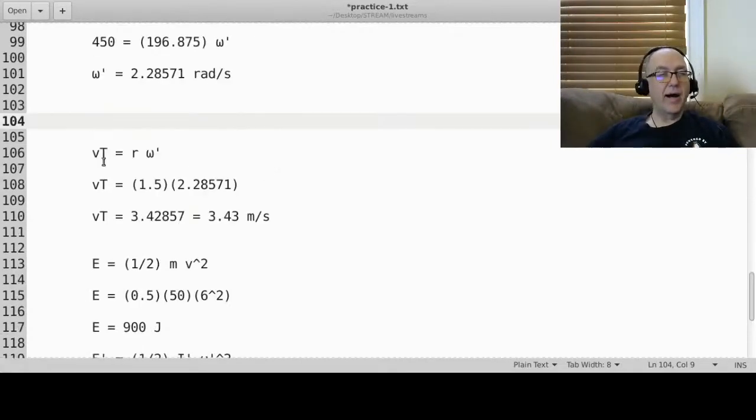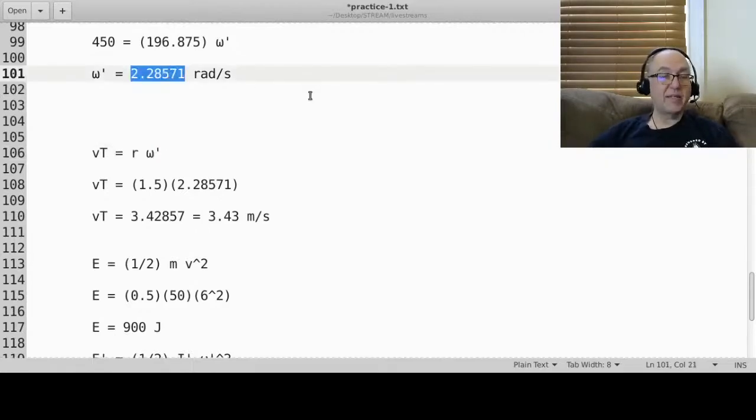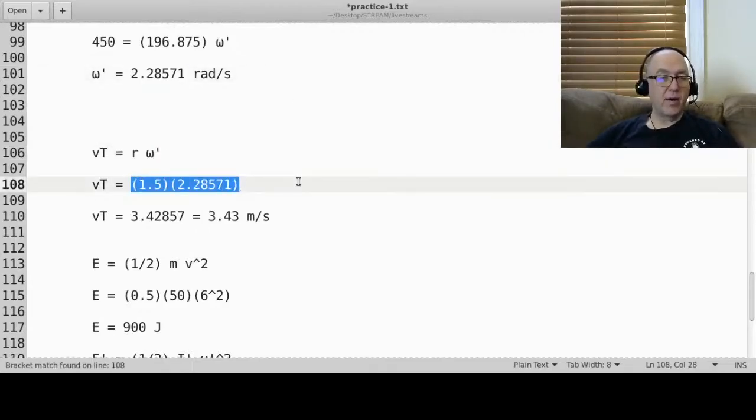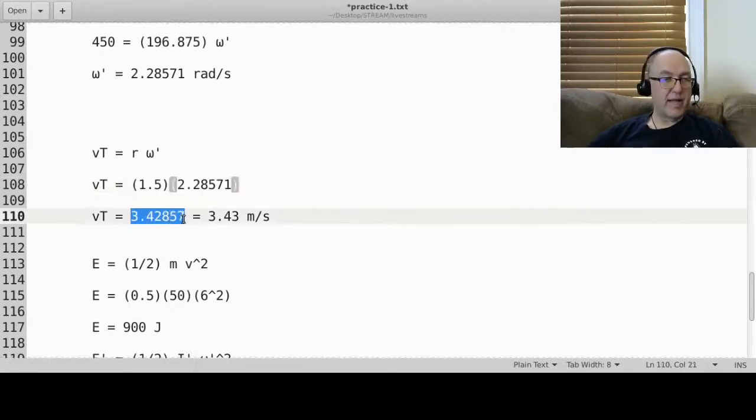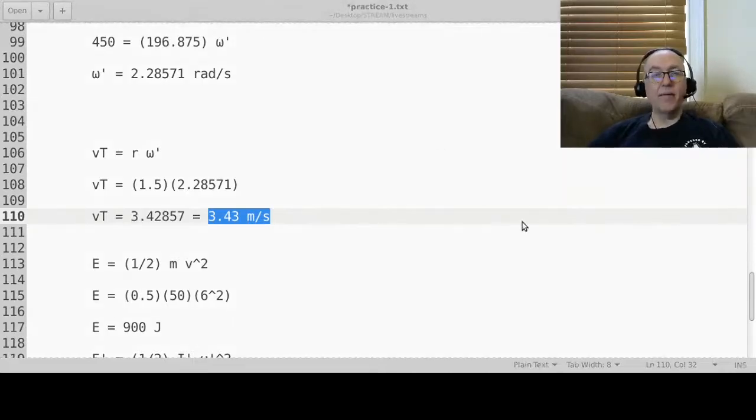All right. So the tangential velocity is equal to the radius times the angular velocity. We just found the angular velocity to be that 2.28. So there it is: 1.5 times 2.28571. And that turns out to be a tangential velocity of 3.43 meters per second, rounding off. So the child on the edge, or any point on the edge of that merry-go-round, is going to be moving at 3.43 meters per second after the collision.